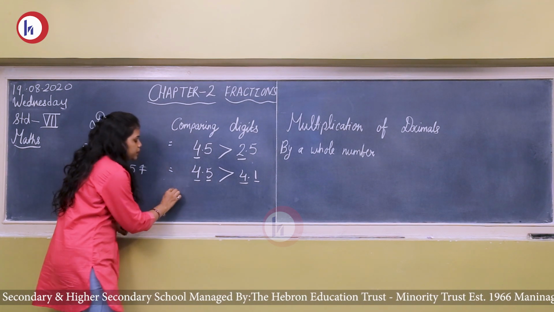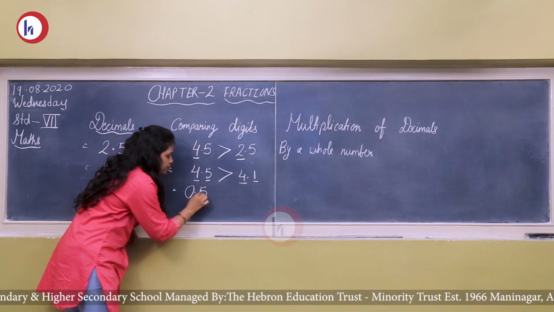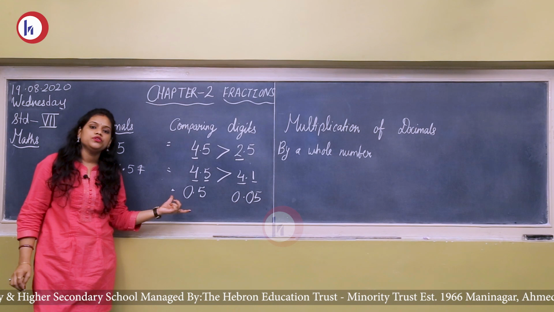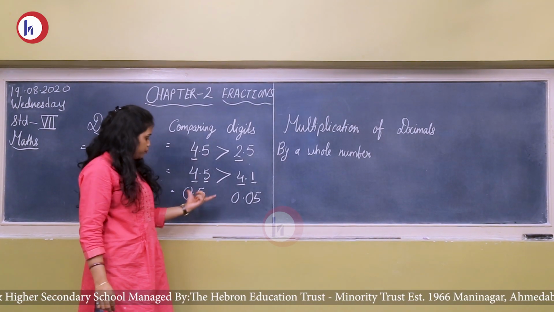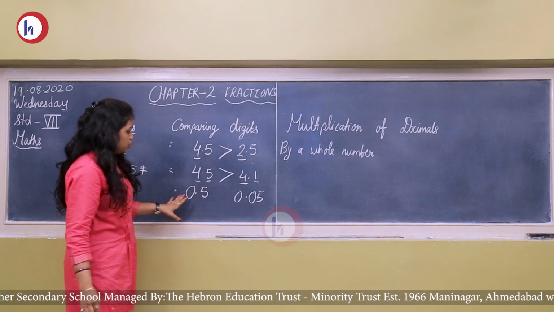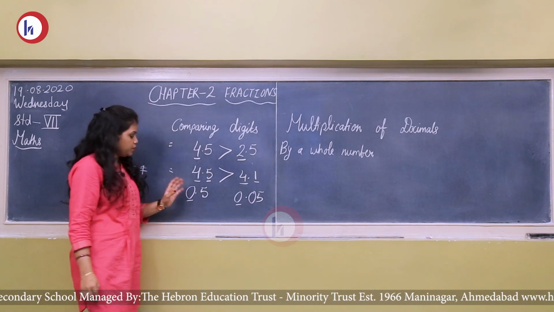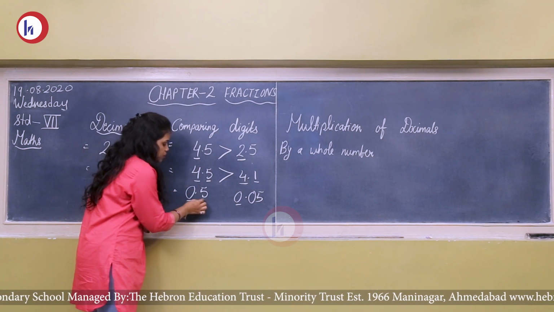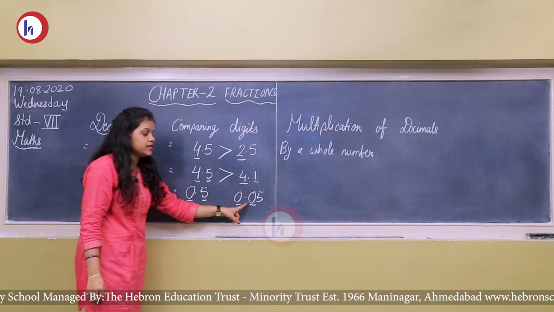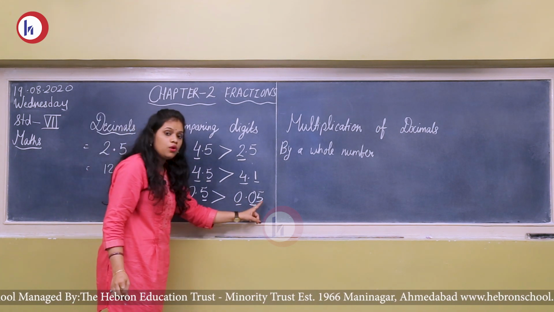Now take another example. Suppose 0.5 and 0.05. How are you going to decide which of these two numbers is greater? First we see 0 and 0. Same. So we go to the next digit, after the decimal: 5 and 0. Which one is greater? 5 is greater than 0. So 0.5 is greater than 0.05.